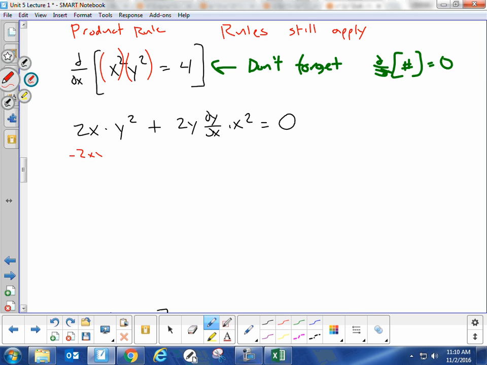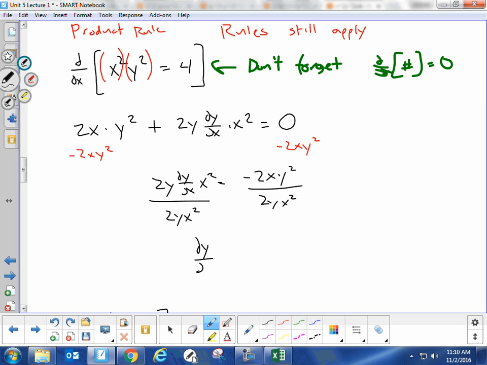I'm going to just subtract the 2xy squared from both sides. And I get 2y. Maybe you put the x squared in front. Maybe you don't. You don't have to. dy dx x squared is equal to negative 2xy squared. And then, since this is all multiplication, I can just divide all the terms that aren't dy dx. 2yx squared, giving me dy dx equals, now in this case, we can see that stuff cancels here. The 2's cancel, an x cancels, and a y cancels, giving me a very simple derivative, negative y over x.